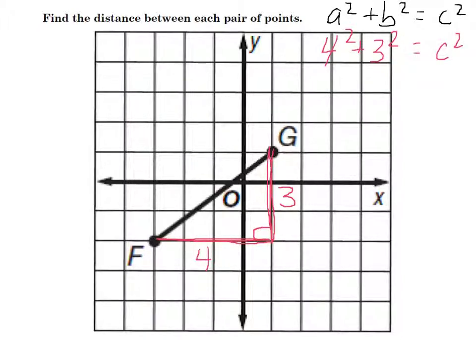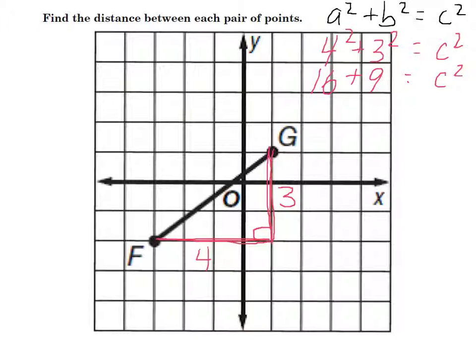Now I have to do my squaring before I add these numbers together. You have to follow order of operations. Please excuse my dear Aunt Sally. Parentheses, exponents, multiplying and dividing, adding and subtracting. So first I have to do my exponents. 4 squared, that is not 4 times 2, it's 4 times 4, which is 16. 3 squared is 3 times 3, which is 9, equals C squared.